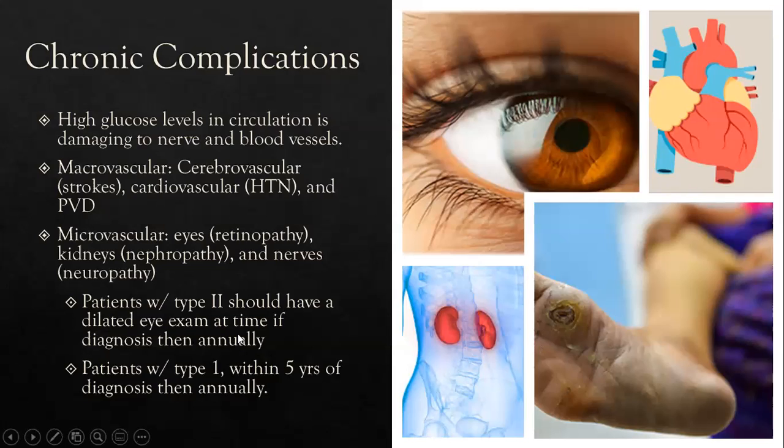Diabetics with type 2, by the time they are diagnosed with type 2 diabetes, should have a dilated eye exam, within the few months of being diagnosed. Then every year they need to have another dilated eye exam. Patients with type 1 should get an eye exam within 5 years, and after that, annually. So it is very important for them to get their dilated eye exams.